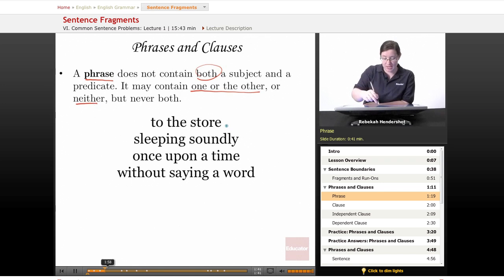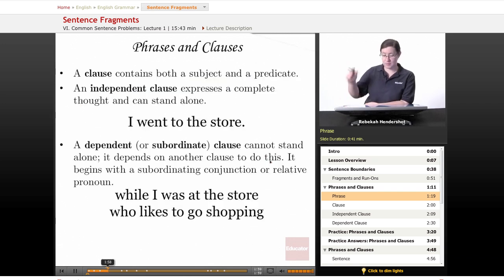So we have things like "to the store," which is a prepositional phrase. It has an object, but no subject, no predicate. We have "sleeping soundly," which is participial, but no subject. We have "once upon a time." Once again, we have an adverb and a prepositional phrase, but no subject, no predicate. And "without saying a word," another prepositional phrase.